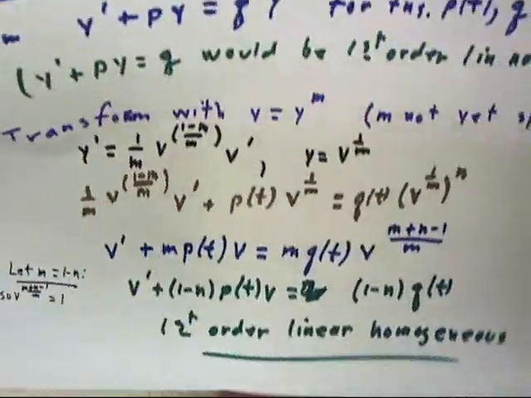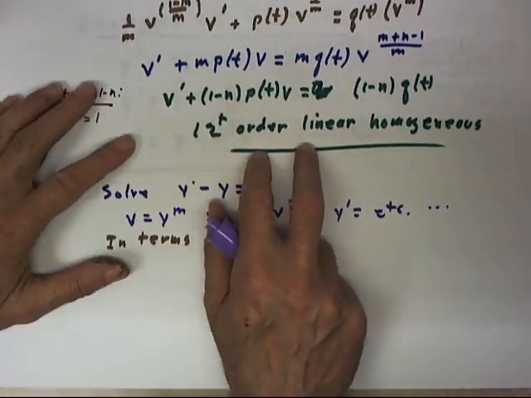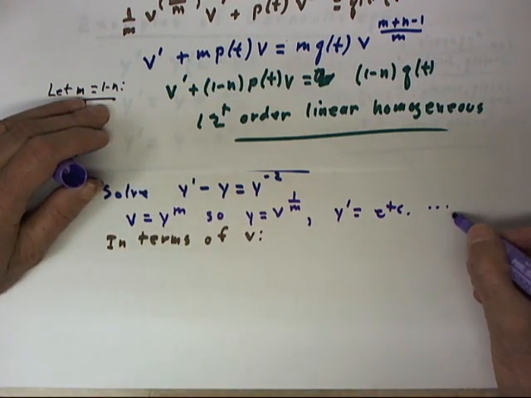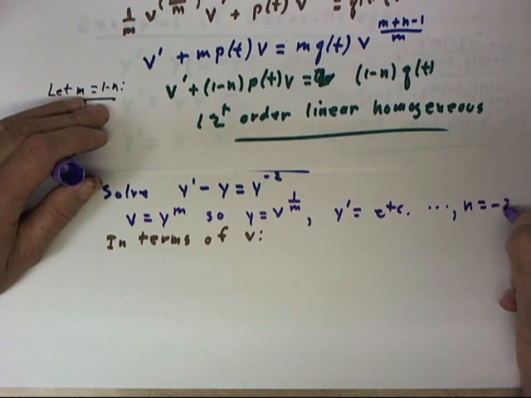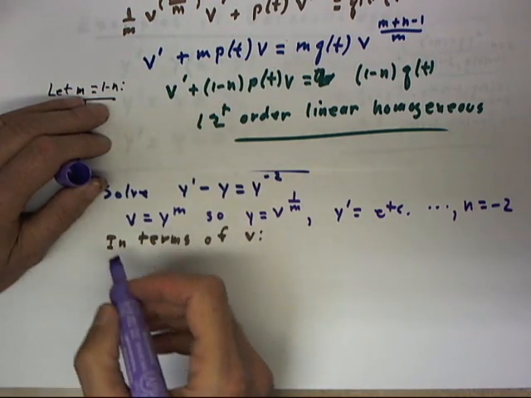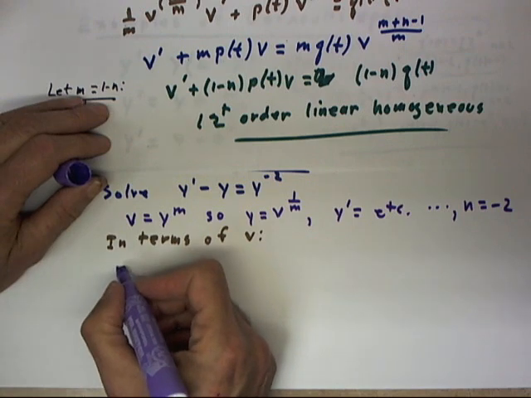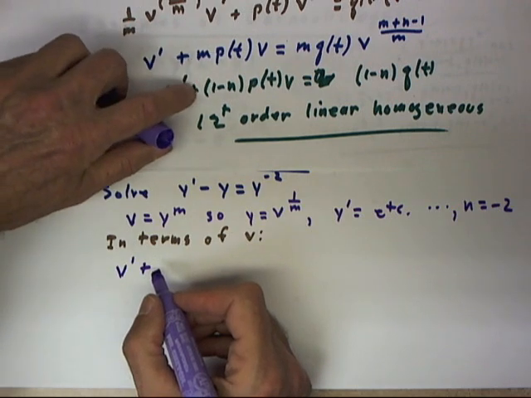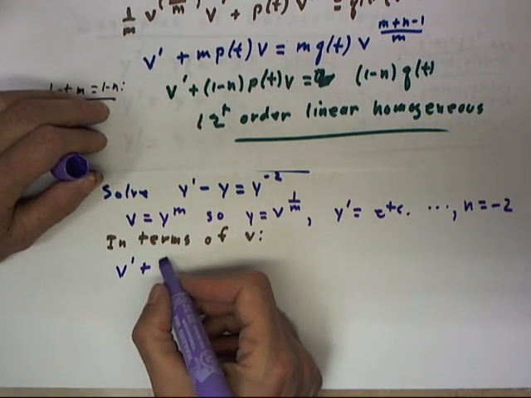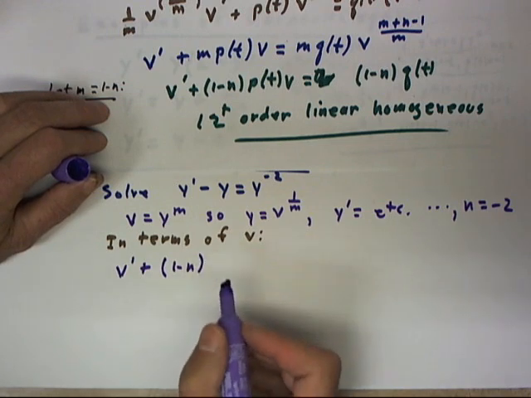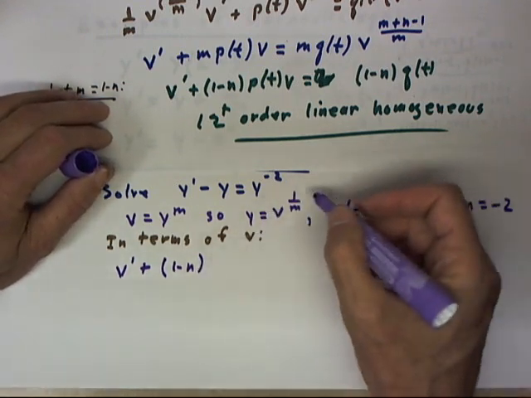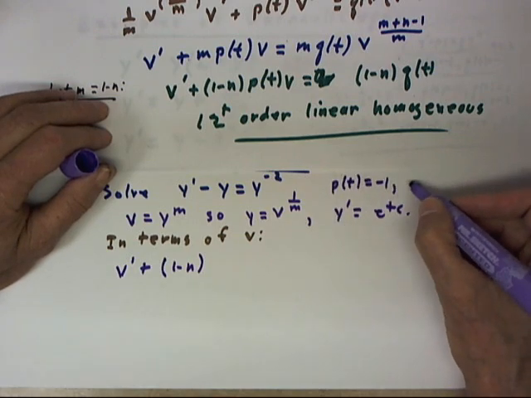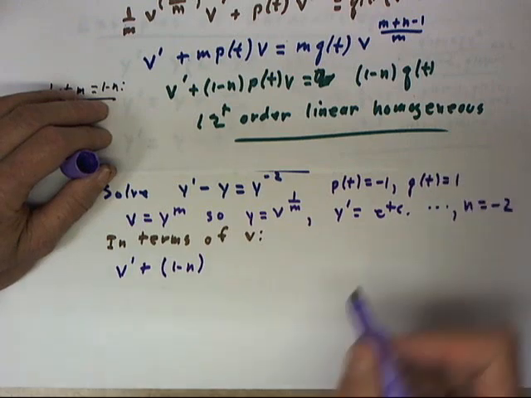Applying that to the given equation, we're going to find that, I guess we should also write down here that n is negative 2, so that our equation is going to become v prime plus m p of t v, m being 1 minus n, so that's going to be 1 minus n. Not really identifying everything here. We should also identify p of t as negative 1 and q of t as 1.